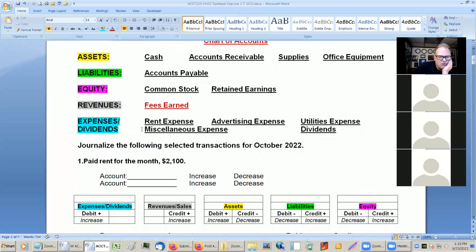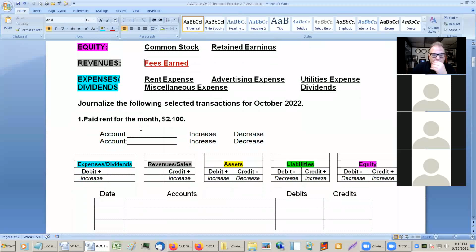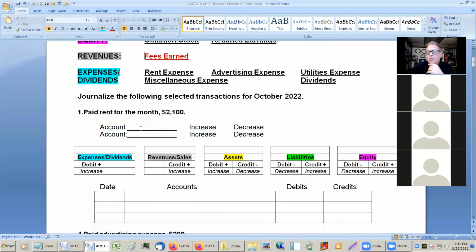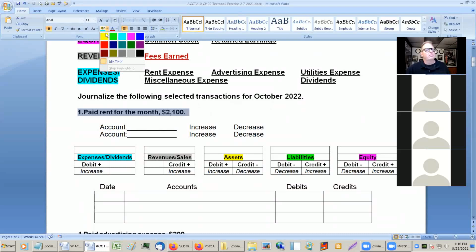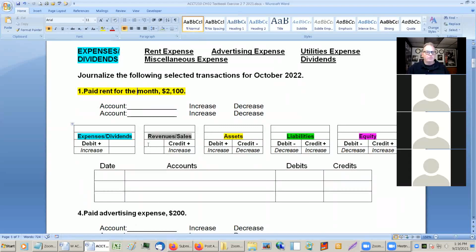Okay. So let's go ahead and go through here and start filling these in. We probably won't finish these, but I'm going to give it to you as homework. If we don't, we'll see how much we can get through. We should get through some of it here. Okay, so here's our transaction. Paid rent for the month, $2,100.